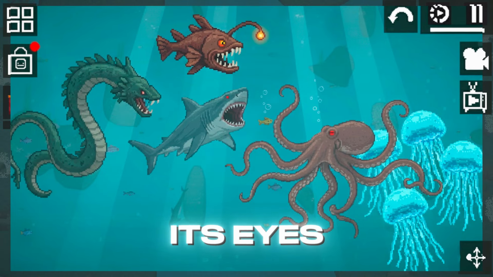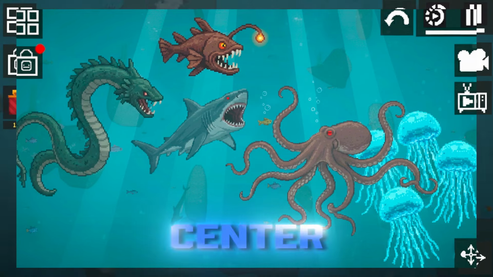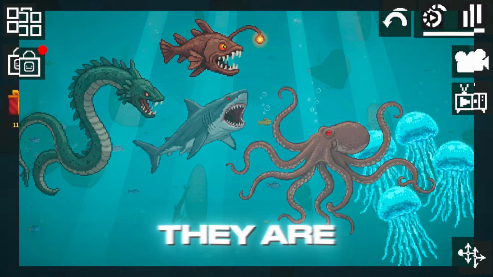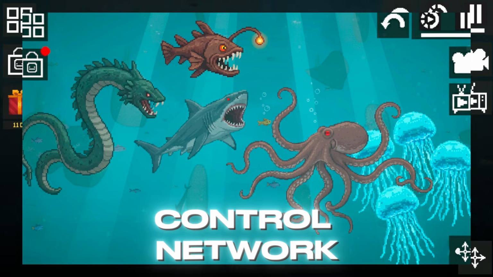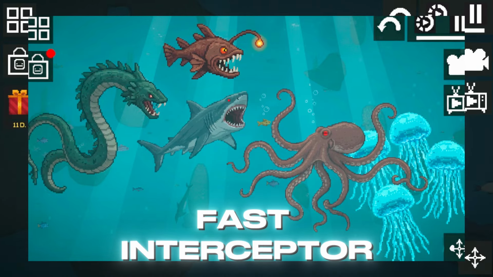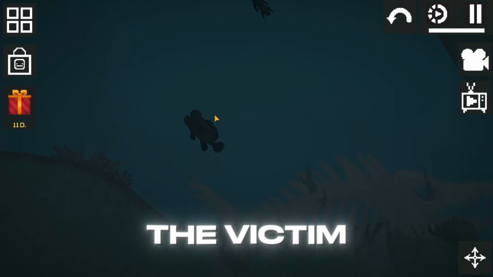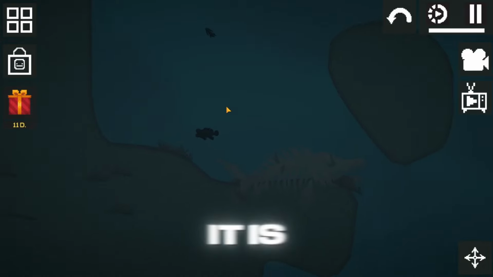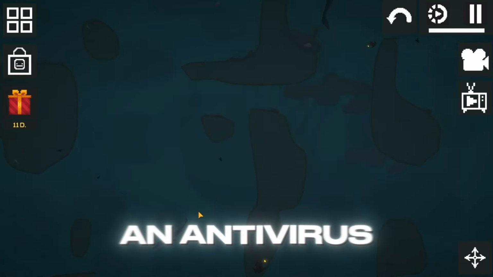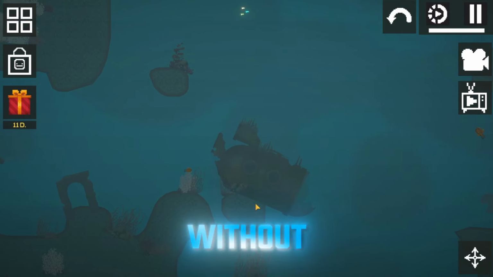Look at its eyes. They glow with a cold scarlet light, just like the shark in the center, a clear sign that they are connected to a single control network. The shark here is not just a predator, but a fast interceptor. Its movements are calculated by an algorithm so that the victim has no chance of escape. It is the physical embodiment of an antivirus that removes any foreign objects that have entered the water without permission.